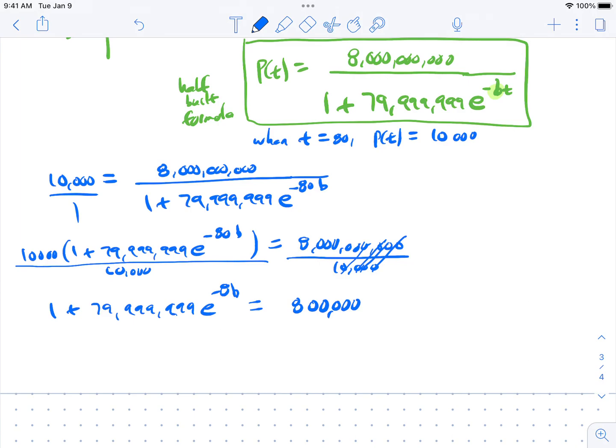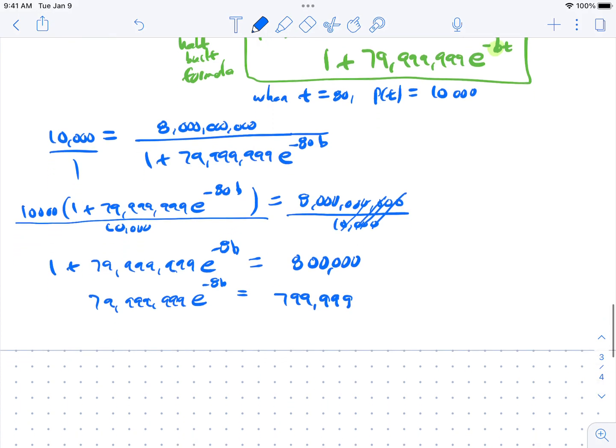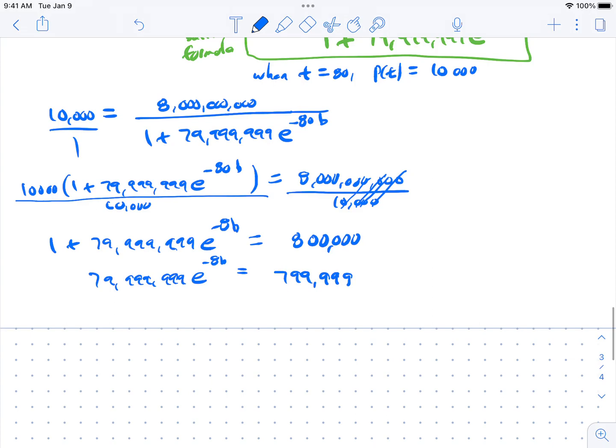Okay, subtract 1 on both sides. What do you say? Subtracting 1 from 800,000, you get 799,999. These are such fun numbers. Oh, look at this now. So now, in order to get the E part by itself, that's an 80, by the way, not an 8. 80B. Okay, in order to get the E by itself, I'm going to have to divide both sides by 79,999,999.